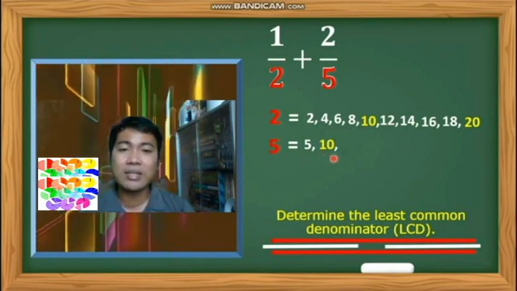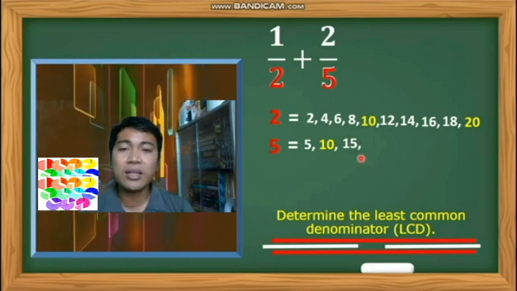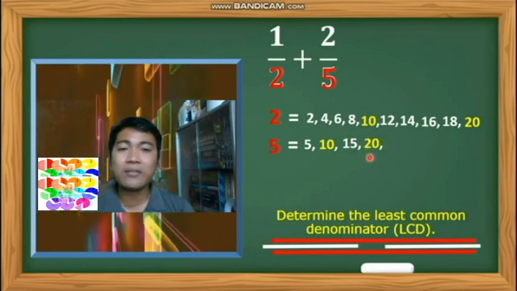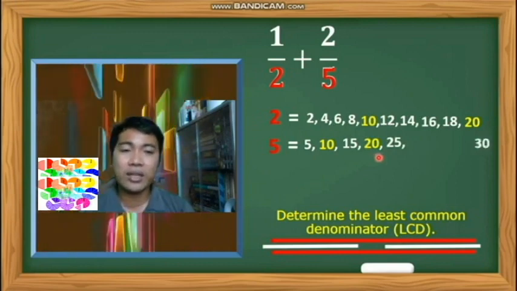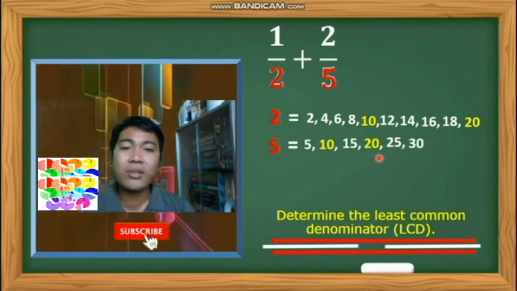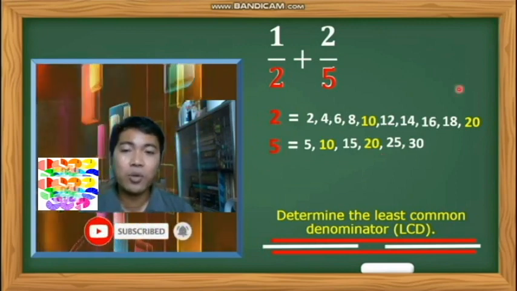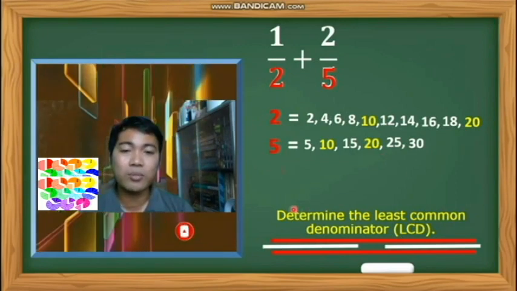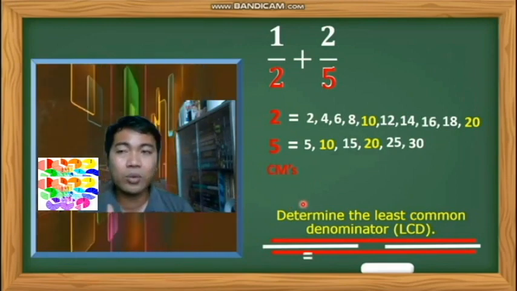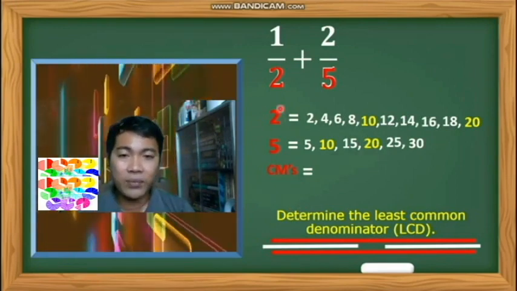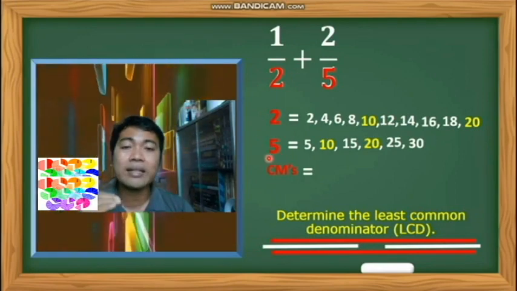Next is 5 times 3 is 15. And then 5 times 4 is 20. And 5 times 5 is 25. And then 5 times 6 is 30. Alright. So, among these multiples of 2 and 5, may makukuha na tayong common multiples. Ano yung common multiples? Ang multiples na makikita natin sa 2 at makikita rin natin sa 5. Ibig sabihin, the products that can be found in 2 and 5.